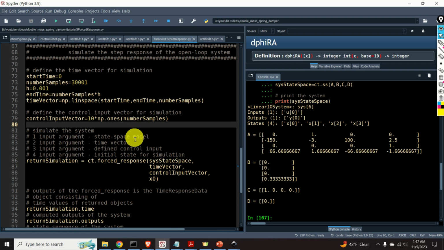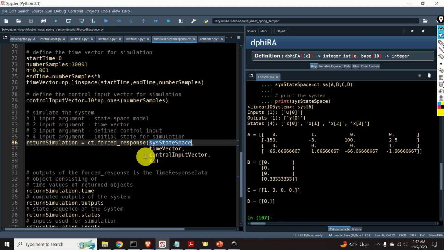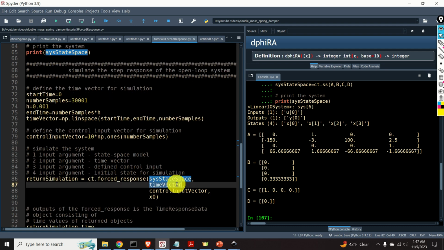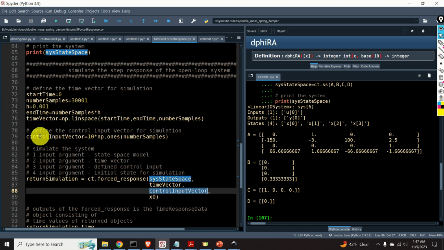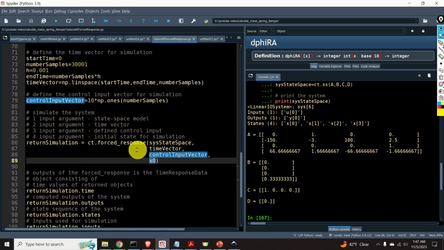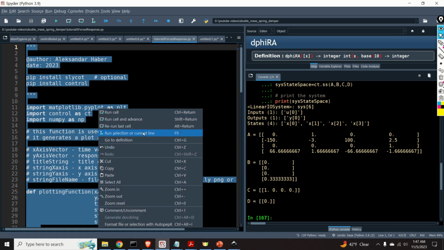Let's continue. To simulate the system, we use this function ct.forcedResponse. We specify the state space description defined over here. We specify the time vector. We specify the control input vector defined over here, and we specify the initial state. This function will actually solve ordinary differential equations, and it will simulate the system response. Let's do that, and let's analyze the returned output.